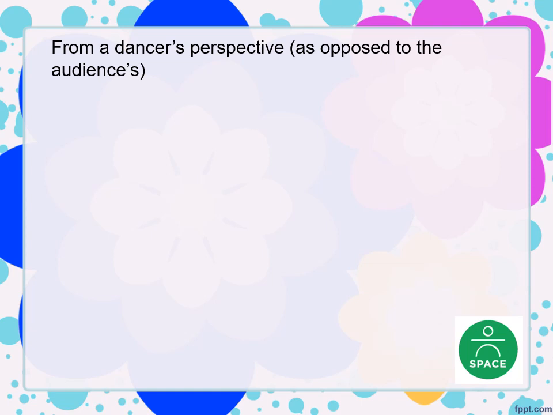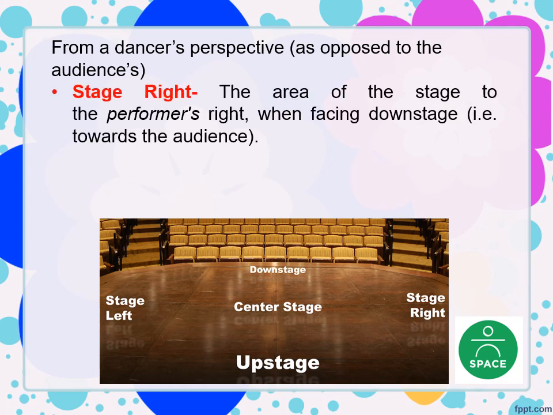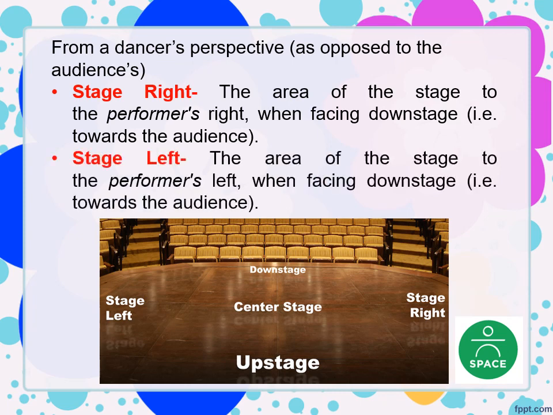From a dancer's perspective, as opposed to the audience's, stage right is the area of the stage to the performer's right when facing downstage. Stage left is the area of the stage to the performer's left when facing downstage.